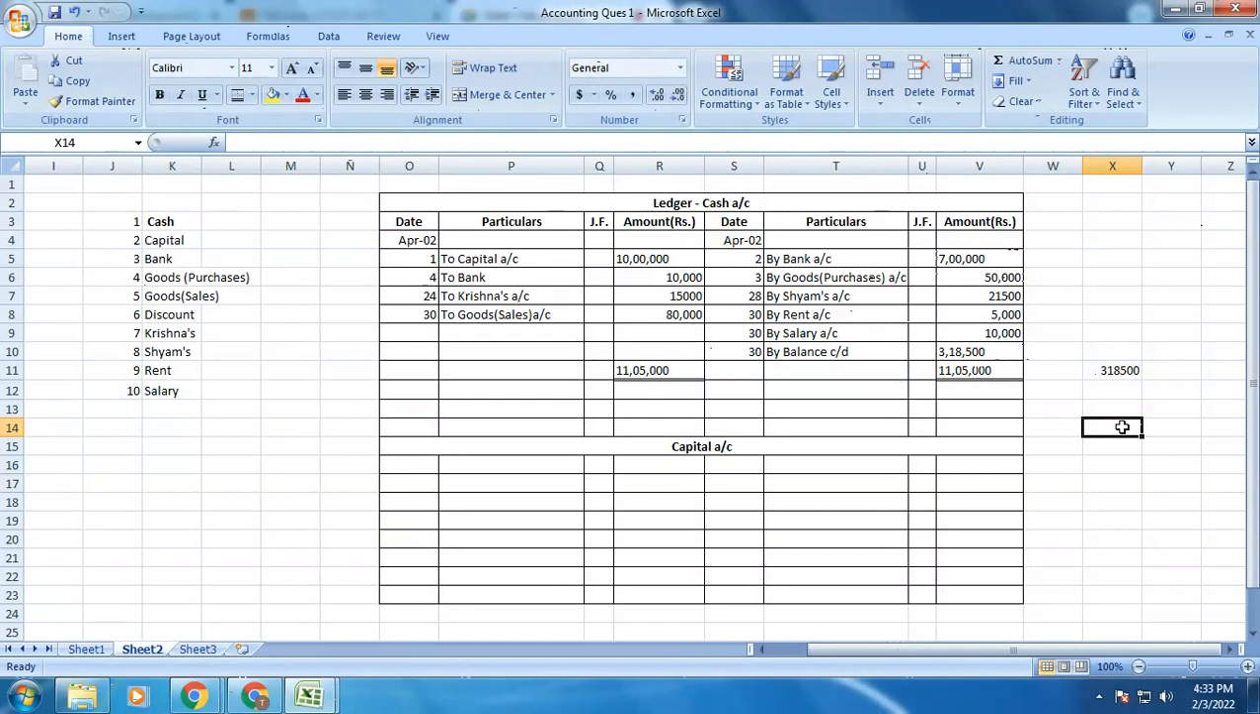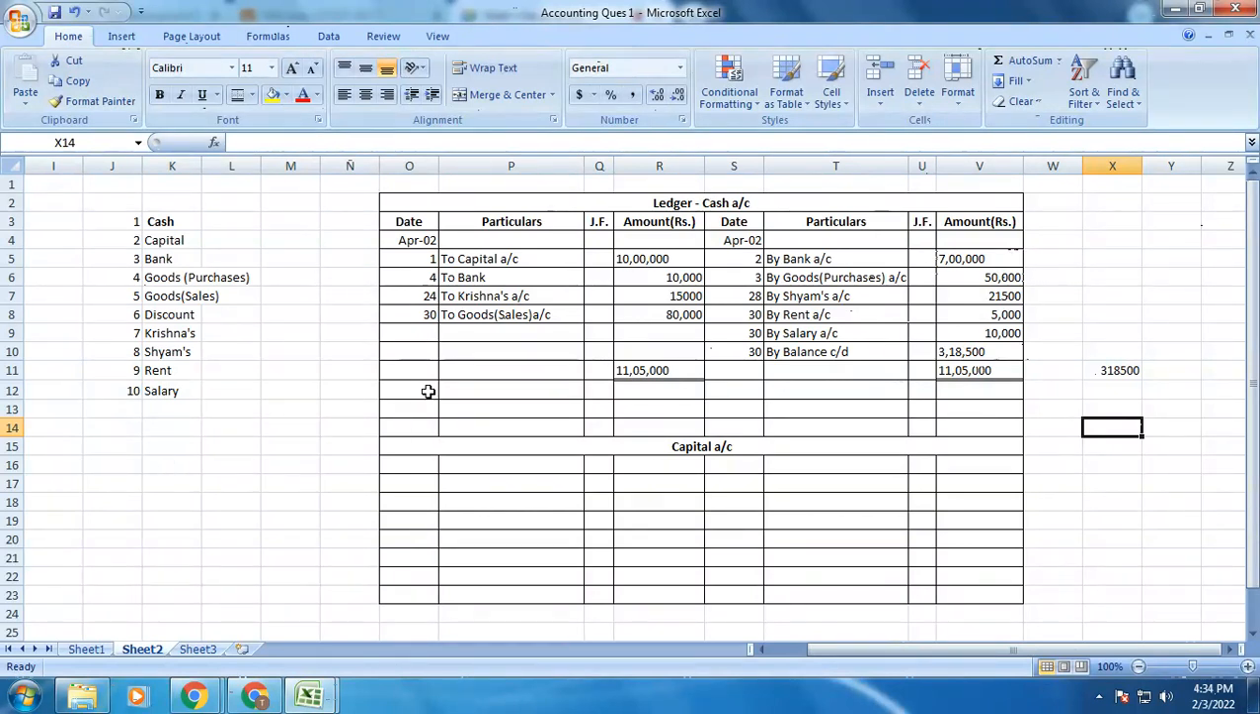What we are going to carry forward from April is whatever amount of cash is left over with us. ठीक है, हमने मंथ शुरू किया था 10 लाख से, 7 लाख उसमें हमने बैंक में डिपॉजिट कर दिए. फिर हमें बैंक में से 10,000 मिला बाय विड्रॉल. देन वी गॉट 15,000 फ्रॉम कृष्णा. देन वी गॉट अनदर 80,000 ऑन द सेल ऑफ गुड्स. एंड इन द मीन टाइम we also kept making different payments. 50,000 for purchases, 21,500 to Sham, 5,000 for rent, 10,000 for salary. So इस सब के बाद हमारे पास कितना कैश होना चाहिए in the cash box is what the balance indicates.